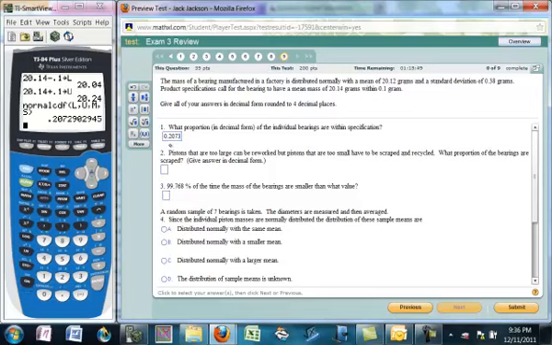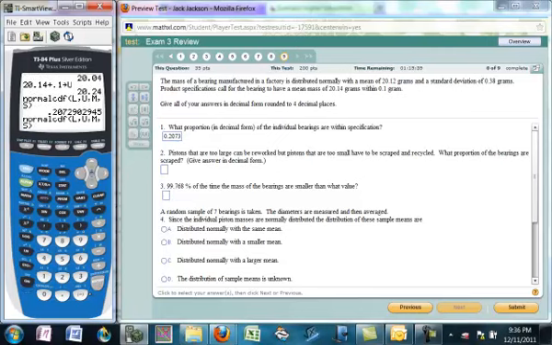Pistons that are too large can be reworked, but pistons that are too small have to be scrapped and recycled. What proportion of the bearings are scrapped? Well, let me just put second enter and get that back. This time we want to go from minus infinity up to L. So this needs to be L right here, lower limit. And now we need to put in some appropriate number for minus infinity here. Usually you can go about 10 standard deviations below the mean, or a little further is fine.